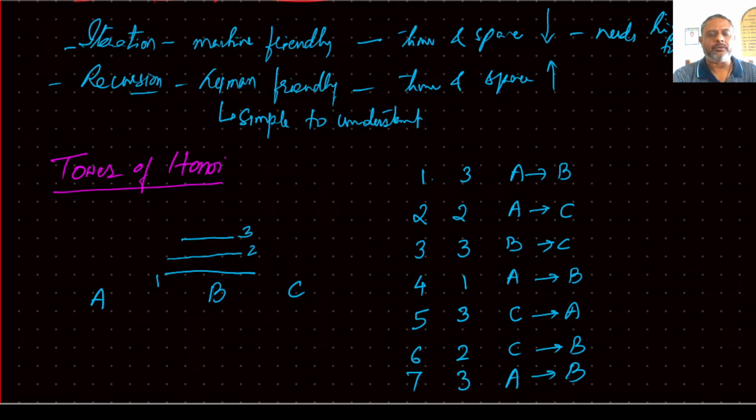So if I want to say this in simple language, then these are the 7 steps to be taken to solve the Tower of Hanoi problem with 3 slabs. Now what do you think will happen if there are 4 slabs?